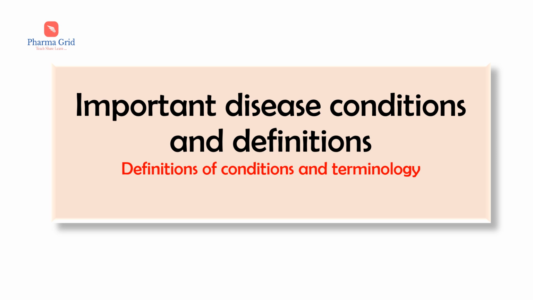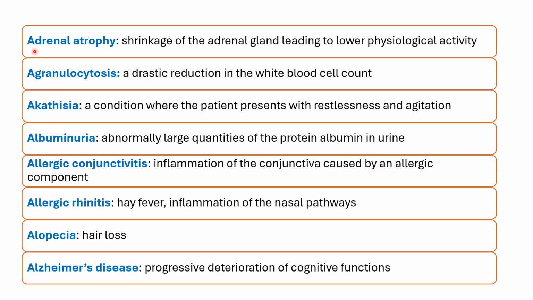So today's video is regarding some important disease conditions and their definitions. Adrenal atrophy means shrinkage of the adrenal gland leading to lower physiological activity. Agranulocytosis is a drastic reduction in the WBC count, that is a white blood cell count. Akathisia is a condition where the patient presents with restlessness and agitation.